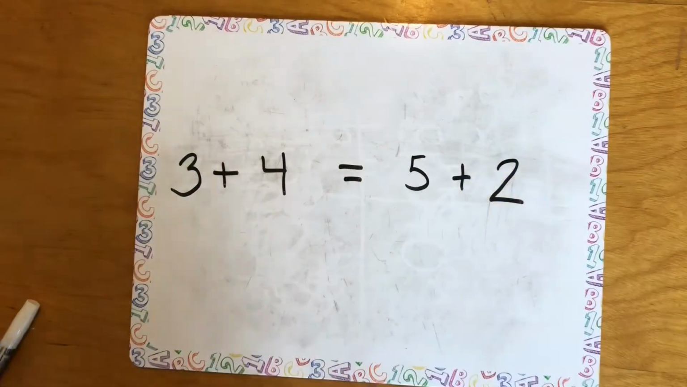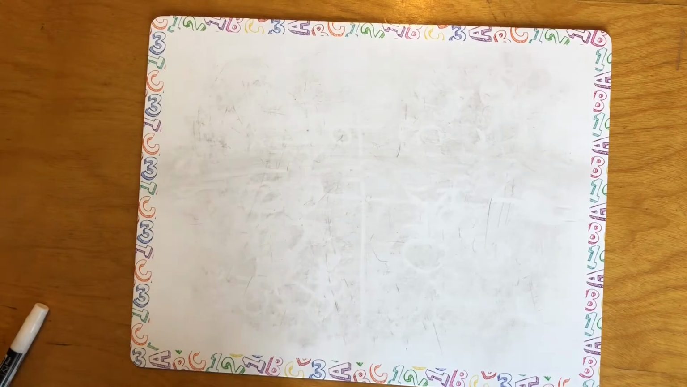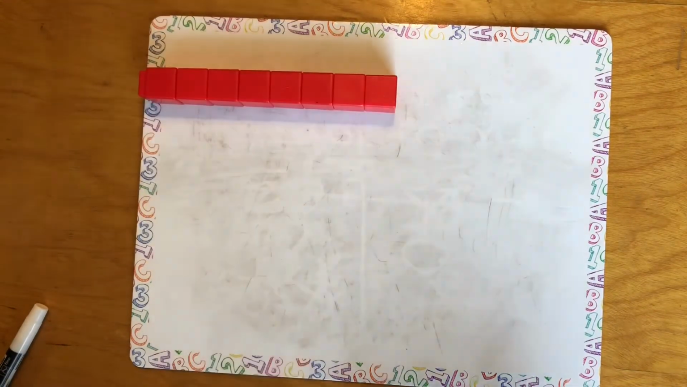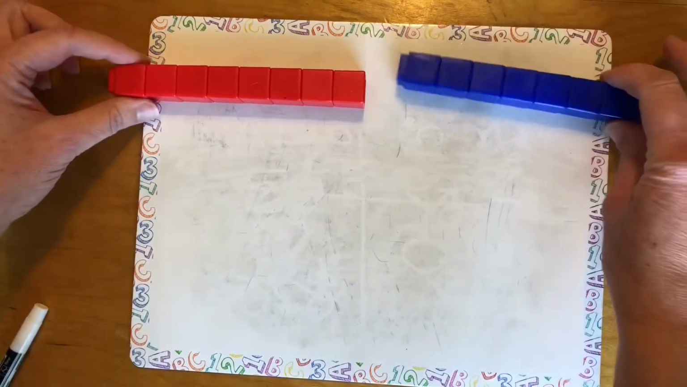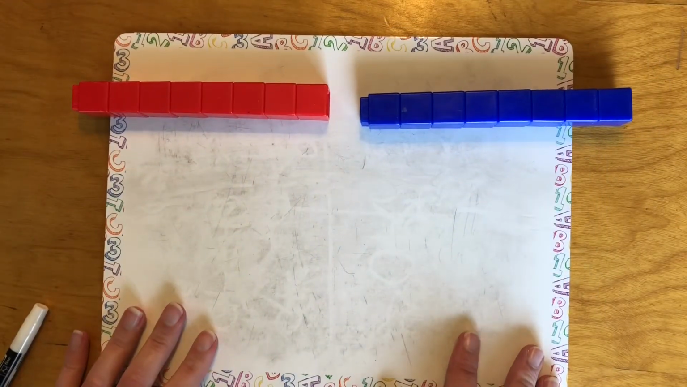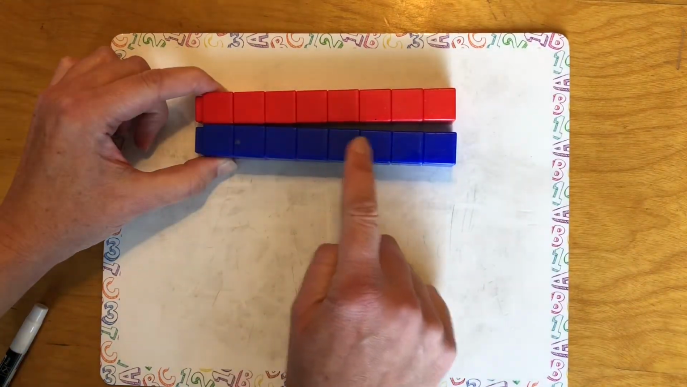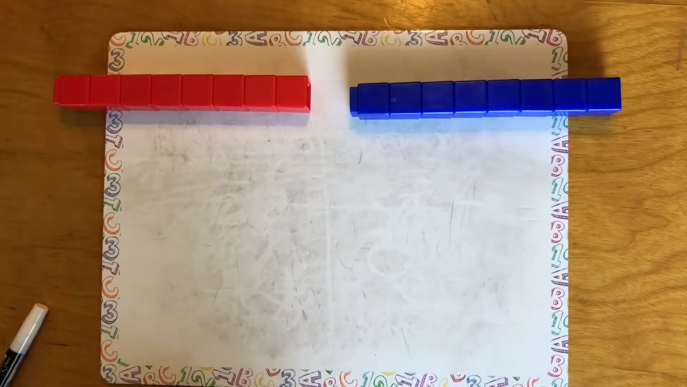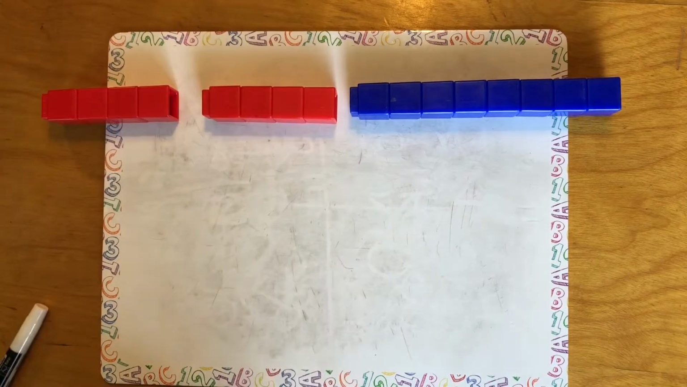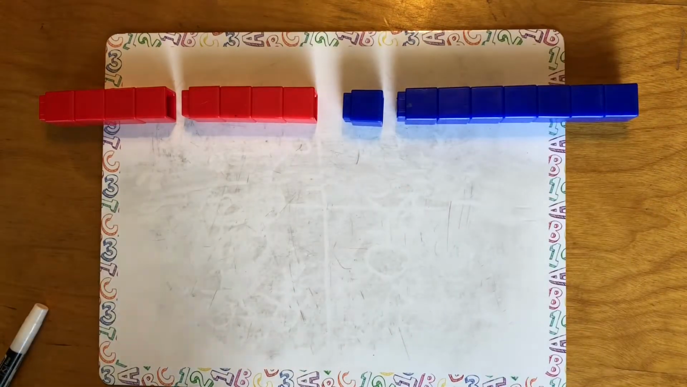Okay, let's try another one. Let's add one more to each of those. We had 7, so if I add one more, now I have 8. Ooh, they're going to stick off my board. That's fine, I've got room. So let's make sure we have equivalent 1, 2, 3, 4, 5, 6, 7, 8. 8 and 8. And let's separate them. So let's see, I'm going to break this one right in the middle. And I'm going to break this one. Let's do it up here in the front.